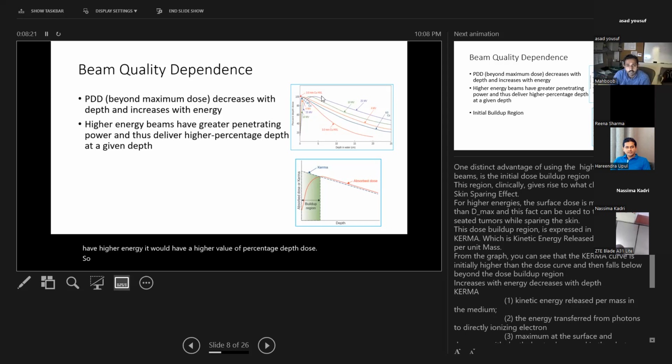The reason is that percentage depth dose is expressed in terms of the penetrating power. Higher energy beams have more penetrating power, giving higher values of the percentage depth dose.